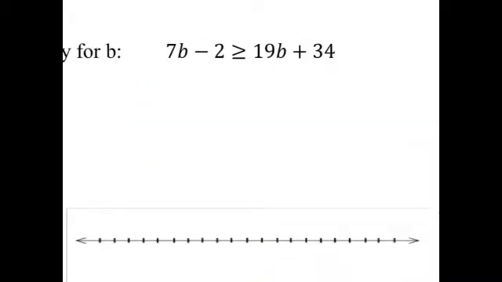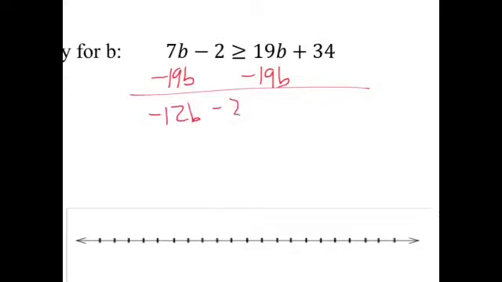And moving on to the next part, this one's just asking to solve for b, and so I don't need to list my properties. Since I have b's on both sides here, I'm going to just get my b's on the left side, because I like having my variables over there. And so on the left side, I'm going to have negative 12b minus 2 greater than or equal to 34. Well, now I just need to get rid of that subtract 2 by adding 2 to both sides. I'll get negative 12b greater than or equal to 36.